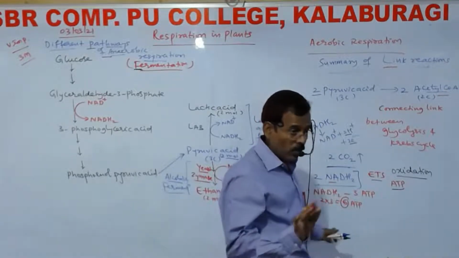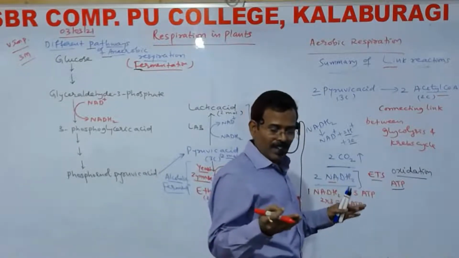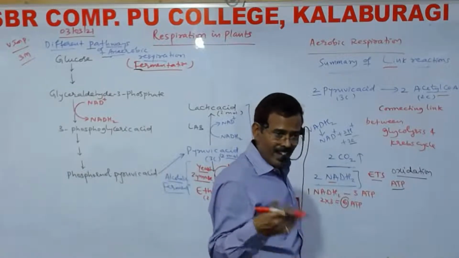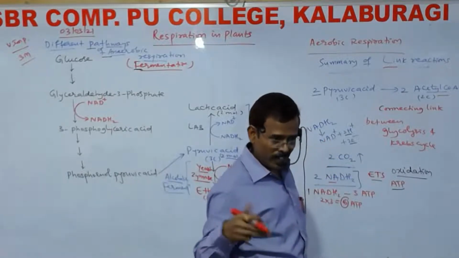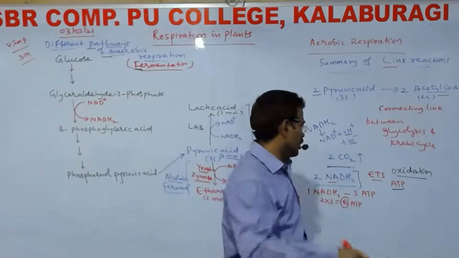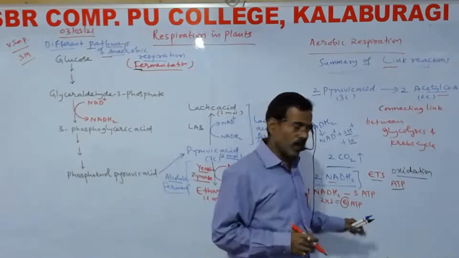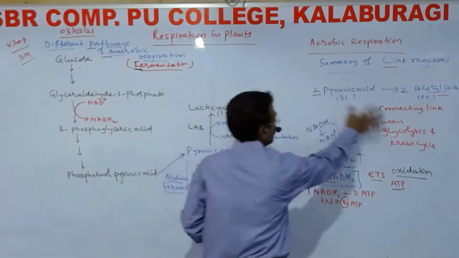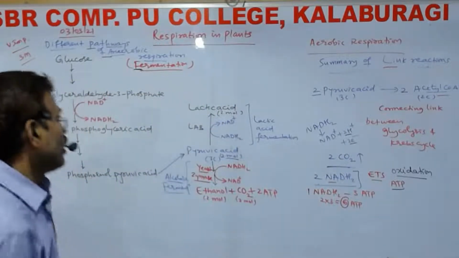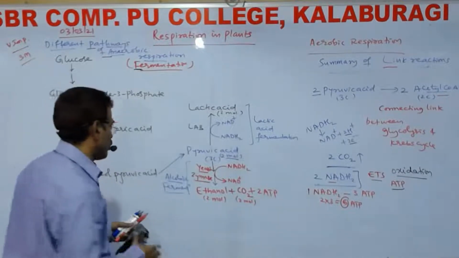Remember this, but not now. Immediately, not now. Let this preparatory step be over, let the Krebs cycle be over. At the end, the total number of NADH2 and FADH2 produced will be subjected to oxidation. Then they can release ATP, the energy source. So this is the summary of the link reaction or preparatory step. Now moving on to what we call the Krebs cycle.